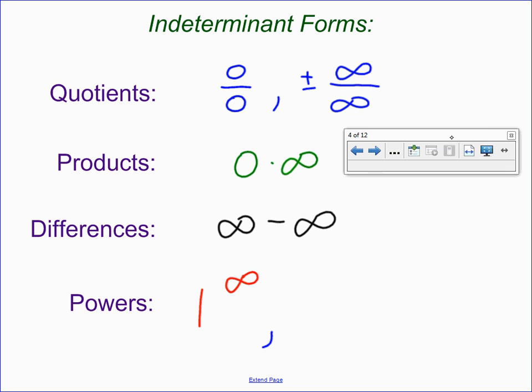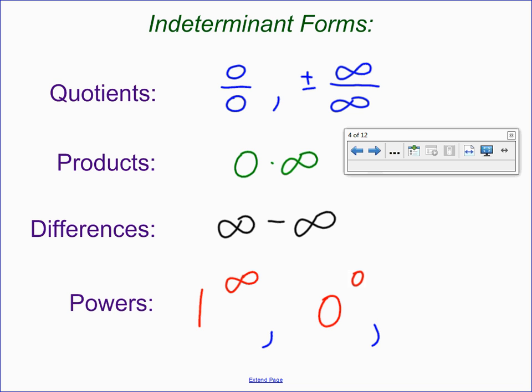Annika. 0 to the 0. Good. 0 to the 0 is indeterminate. The base in this power is trying to bring the overall value of the power towards 0. The exponent in the power is trying to bring the overall value of the power to 1. Who wins? We don't know.